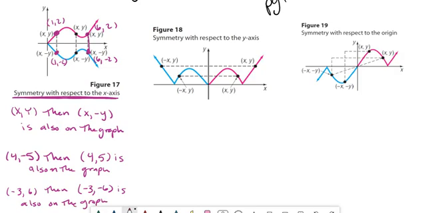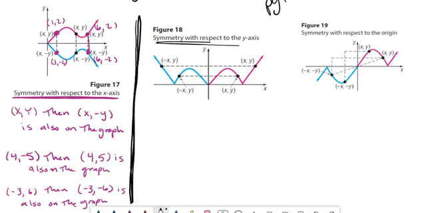Okay, so that's what they are wanting us to notice. We're going to need those algebraic truths in a moment, but that's what they're wanting us to notice about graphs with respect to the x-axis, or symmetry with respect to the x-axis. All right, so let's go ahead and look at this.